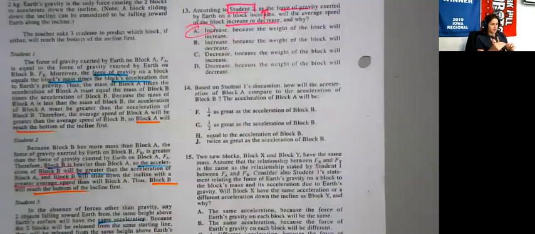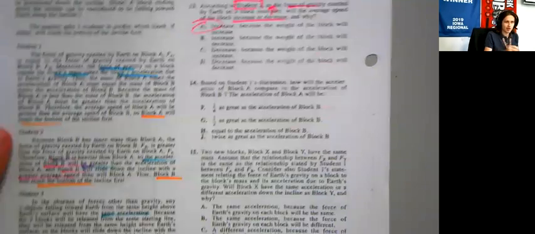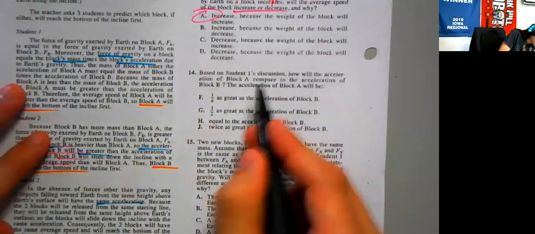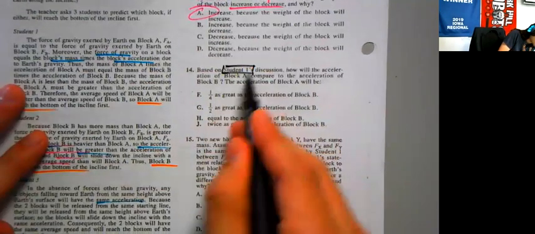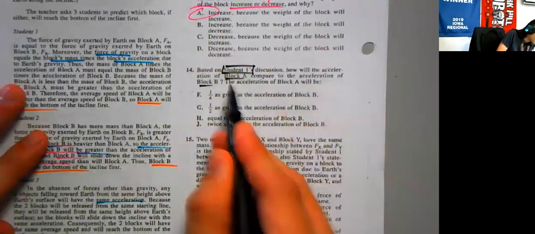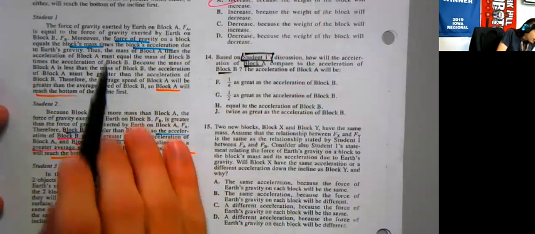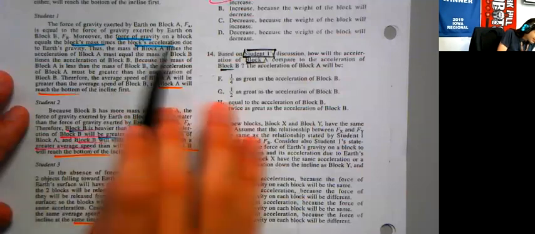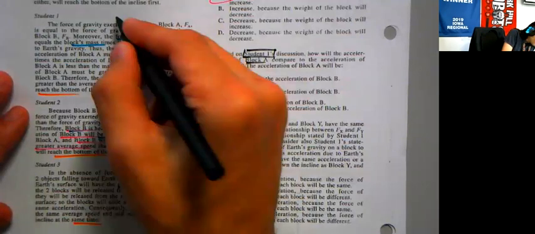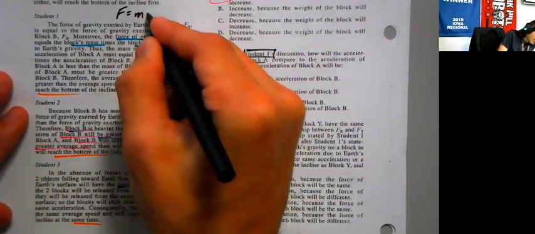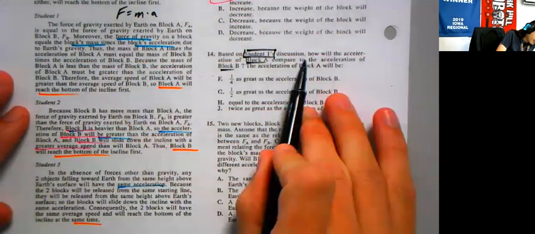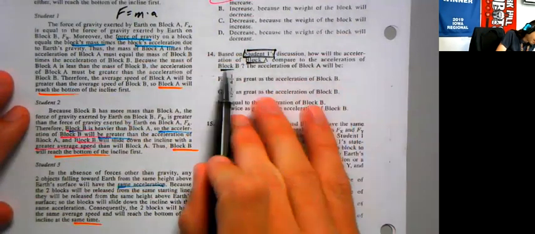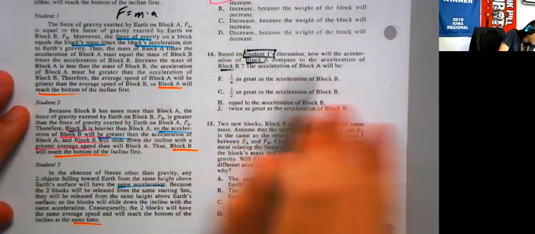Number 14, based on student 1's discussion, how will the acceleration of block A compare to the acceleration of block B? Force of gravity equals block's mass times block acceleration. Okay, F equals M times A. How will the acceleration of block A compare to block B? The acceleration of block A will be, all right.